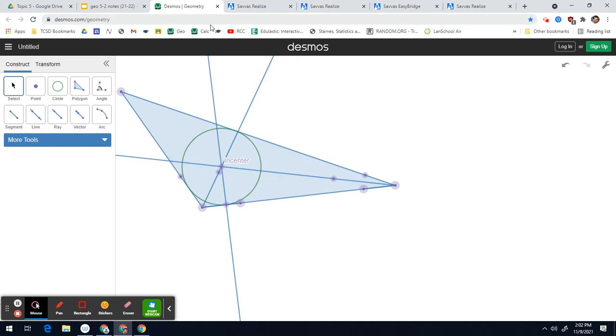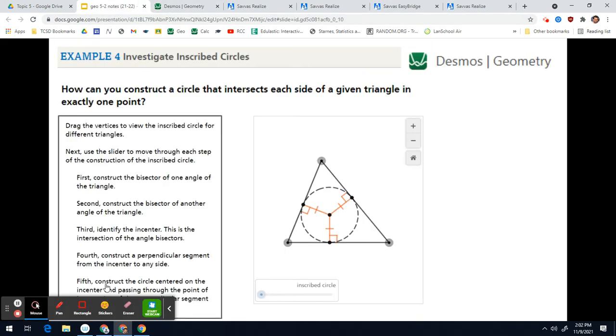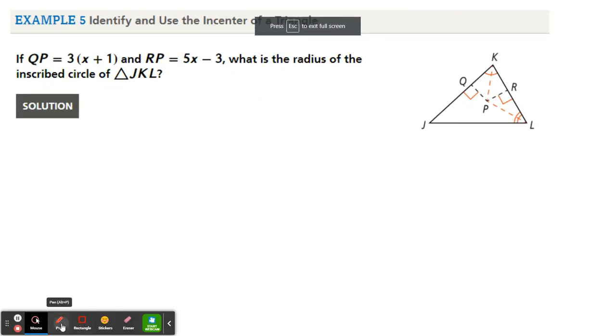We'll make sure to do those constructions in class or see if you can by yourself. Okay, so let's get back to our notes here. We have one more problem to do. It would be problem or example 5. This one says, identify and use the incenter if QP equals 3 times x plus 1 and RP equals 5x minus 3. What is the radius of the inside circle of triangle JKL?